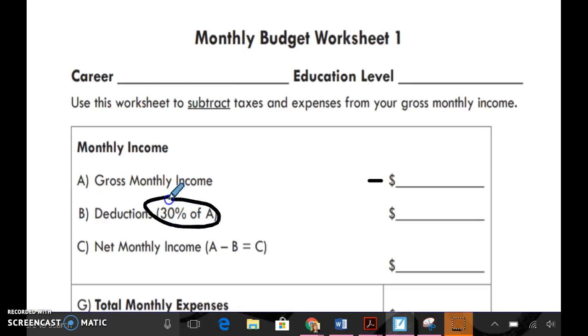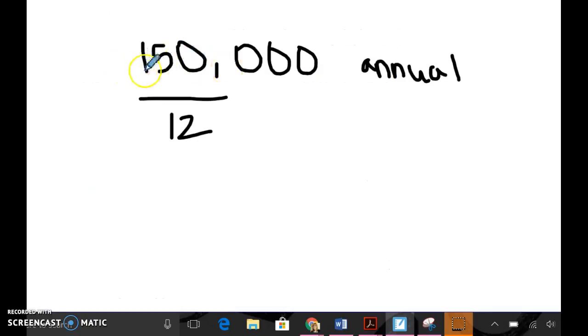that for taxes. So, as an example, if you make $150,000 annually, that's how much you're going to make in 1 year. In order to know how much you're going to make monthly, you need to divide that by 12. So if you were to divide 150,000 by 12, that would give you 12,500.